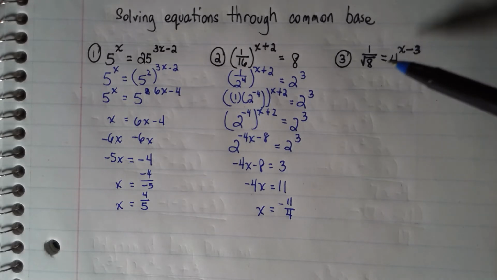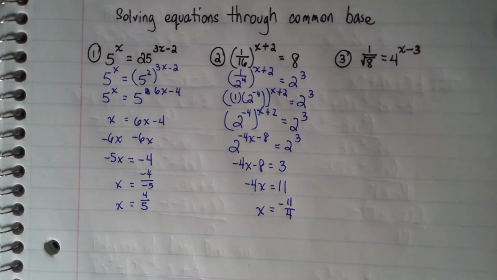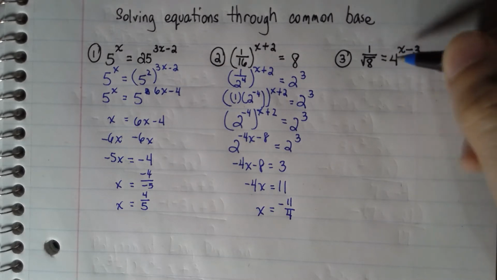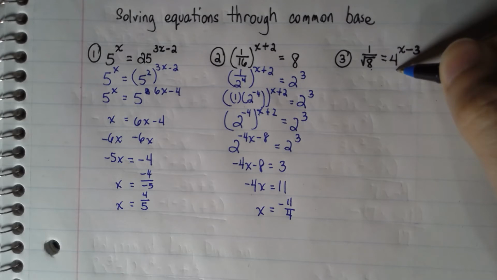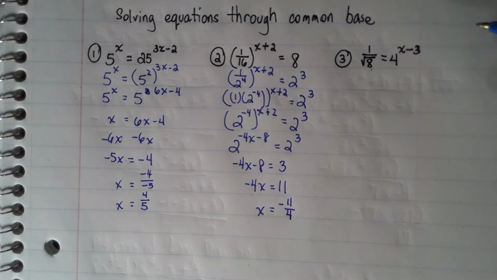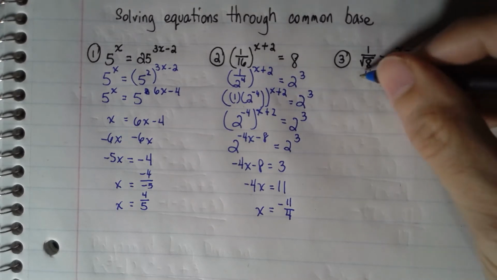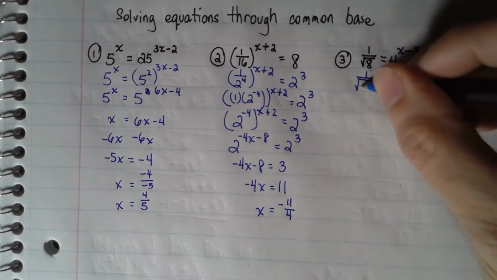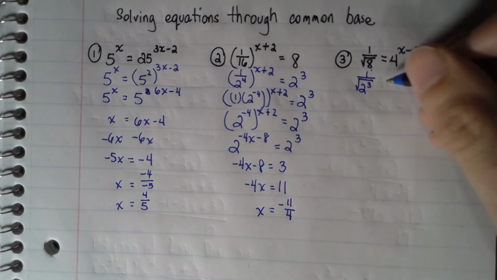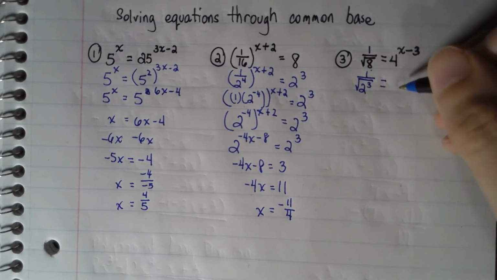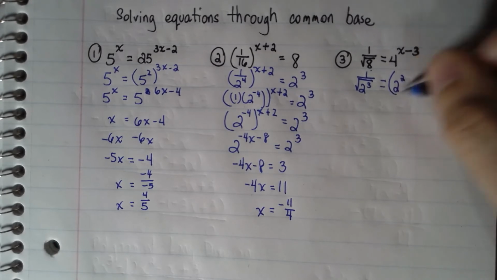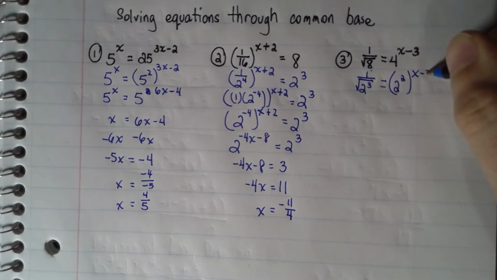On the third example, there's a radical, the square root symbol. So that just makes it a little bit more complicated because now fractions are guaranteed to be part of our problem. So I'm looking at the base of 8 and the base of 4. And once again, in order to achieve a common base, I need to change both of them. So first thing I'm going to do is change 8 to 2 cubed. Next thing I'm going to do is change 4 to 2 squared. The exponent of x minus 3 is still there.